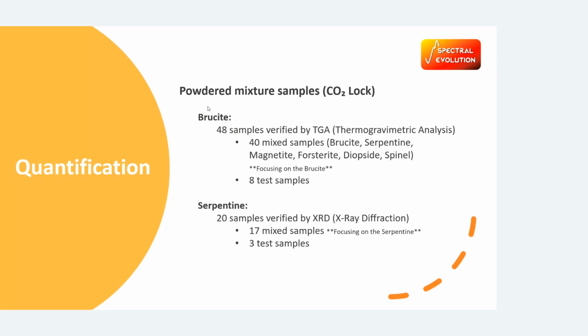Now, in order to train that model to use for unknown samples, we need to use reference samples with known concentrations. So again, for this study, these mixture samples that I had mentioned previously had been tested with TGA and XRD analysis beforehand so that we could build a solid model to use and then test that model as well.